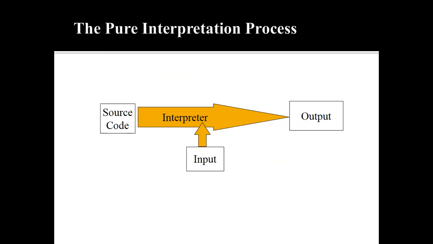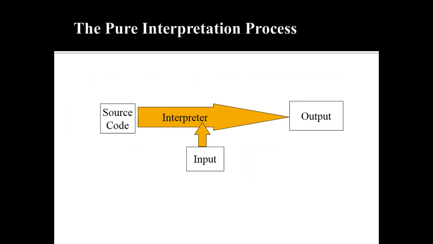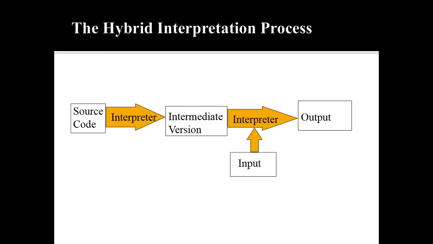If you want to look at the pure interpretation process, it is source code, interpreter, output, and you have to give your input at this step. And for the hybrid interpretation process, you have source code, then interpreter, intermediate variant, interpreter, output, and in this one you have to give the input at this point.